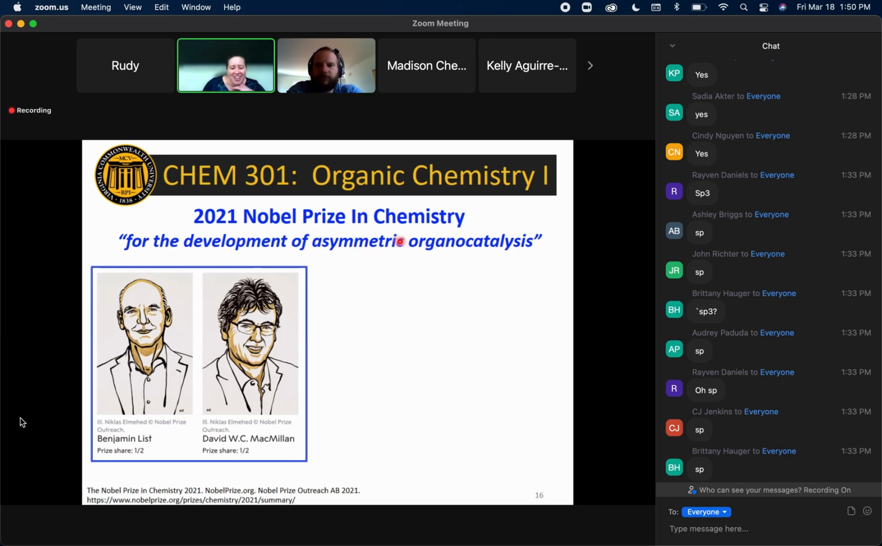These two scientists developed catalysts. They're called organocatalysts because they're not metal-based, which is environmentally friendly. But the key point here is that the catalysts can be used to create chiral molecules, right?